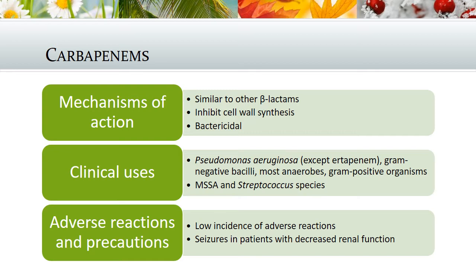There is a low amount of adverse reactions. They're generally well tolerated. The occurrence of seizures has been reported with these antibiotics, more frequently with imipenem than with meropenem, doripenem, or ertapenem. Seizures are most commonly seen in patients with decreased renal function and underlying seizure disorder.